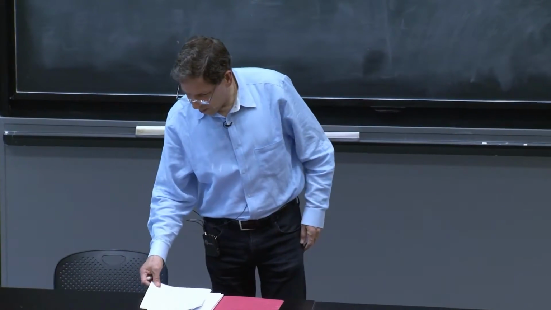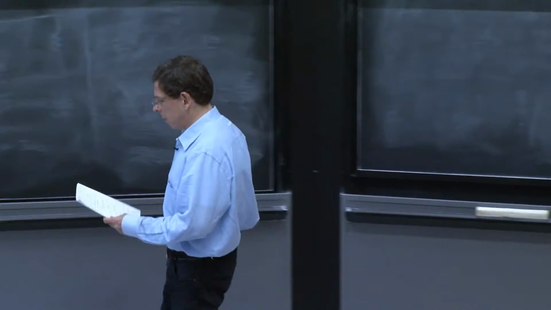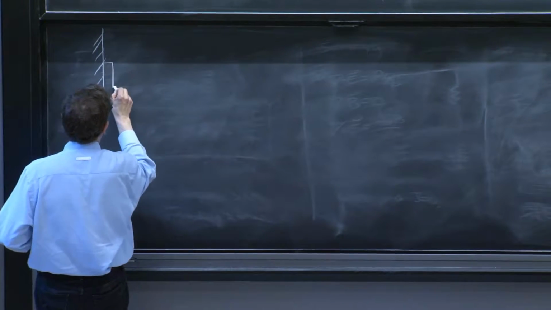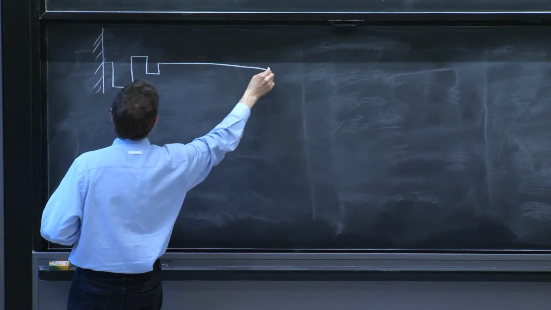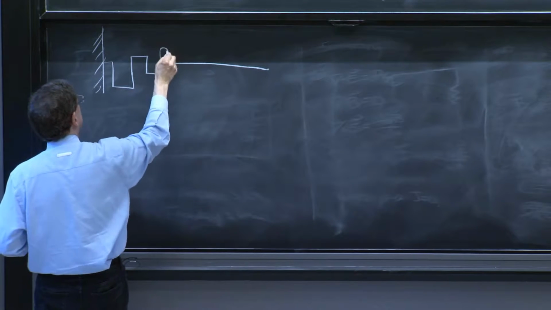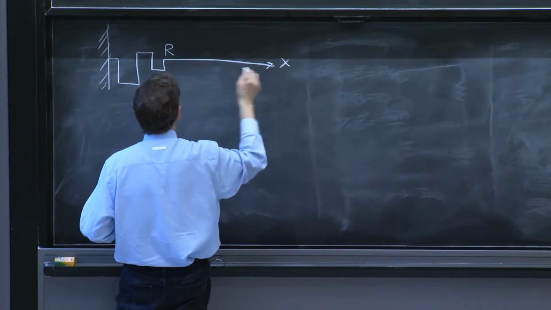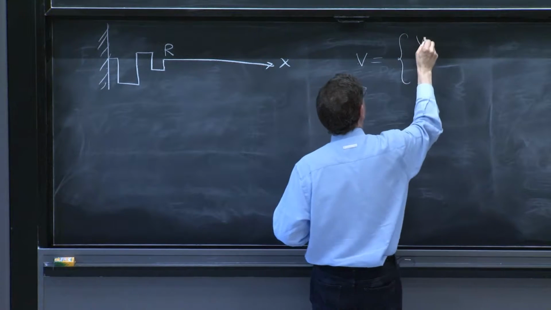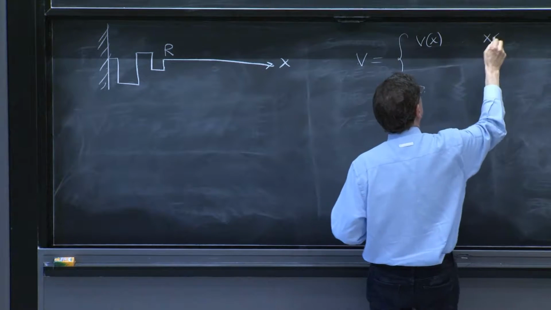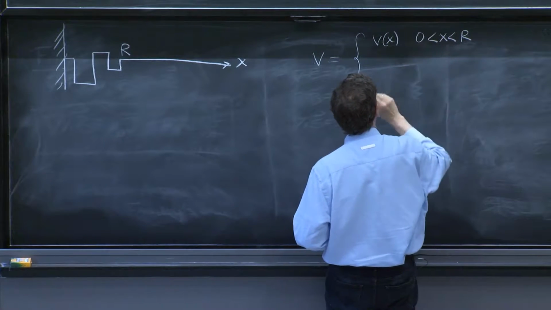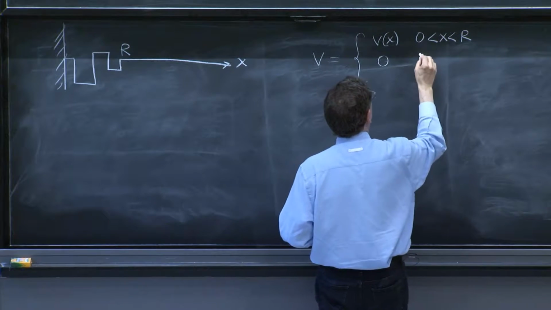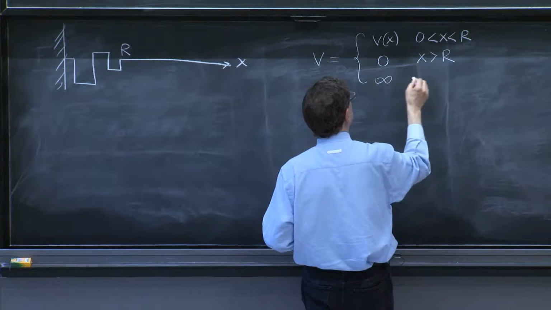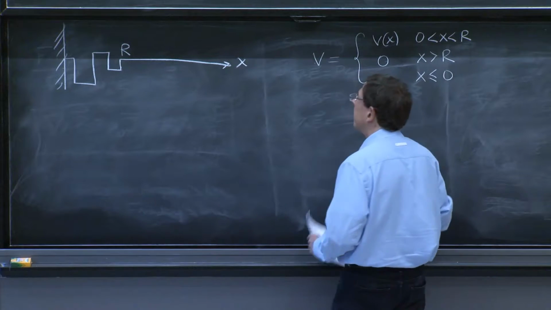I'll begin by reviewing quickly what we did last time. We considered what are called finite range potentials, in which over a distance R in the x-axis, there's a non-zero potential. So the potential is some V of x for x between capital R and 0, it is equal to 0 for x larger than capital R, and it's infinity for x negative.